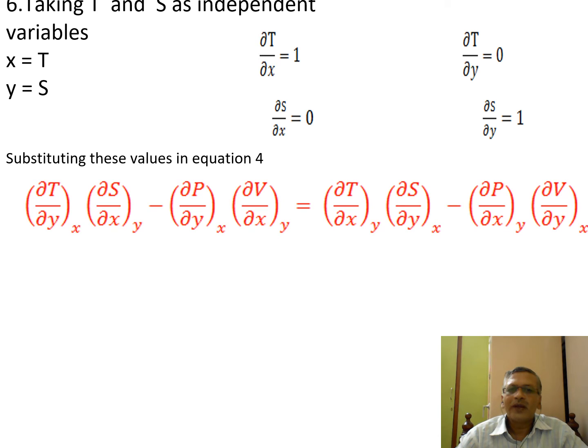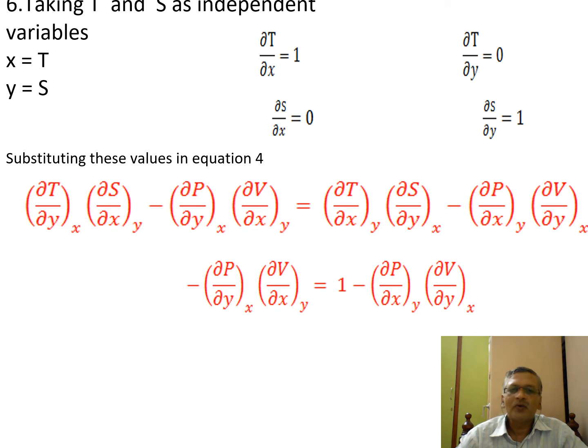∂P/∂y, no term for ∂V/∂x, so we keep it as it is here. ∂P/∂y keeping x constant, ∂V/∂x with y constant is equal to, on the right side, the first term, ∂P/∂x is 1, ∂S/∂y is 1, therefore 1 into 1 is 1, minus, keeping the next term as it is, ∂P/∂x keeping y constant, ∂V/∂y with x constant.